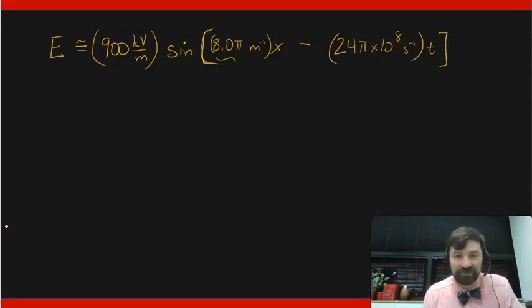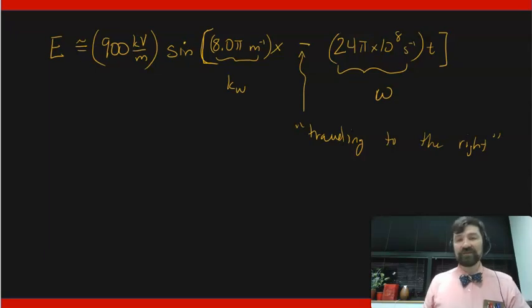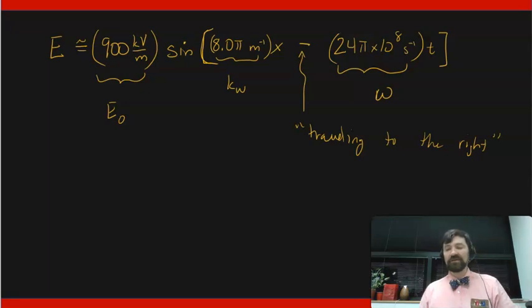So again, this right here is the wave number. This right here is the frequency. This right here means traveling to the right. If it was a plus sign, it'd be traveling to the left. And then this right here is my maximum value. So I think that really concludes this example.